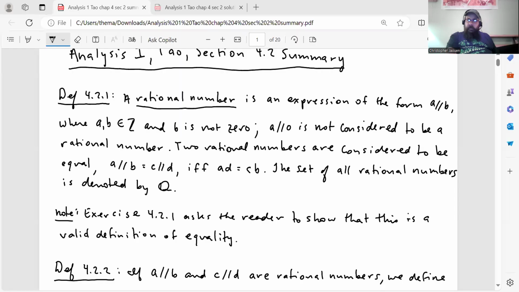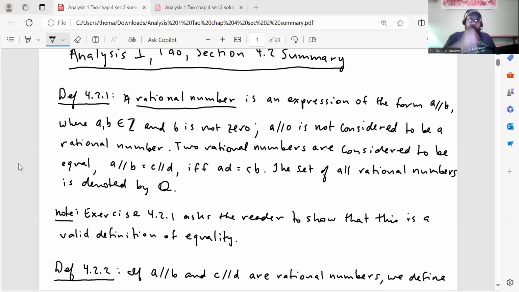I want to do section 4.2, the summary for section 4.2 in Terence Tao's Analysis 1 book in this video. So let me bring up my summary and we'll go through the notes. Just bear with me for 1 second. All right, here we go.